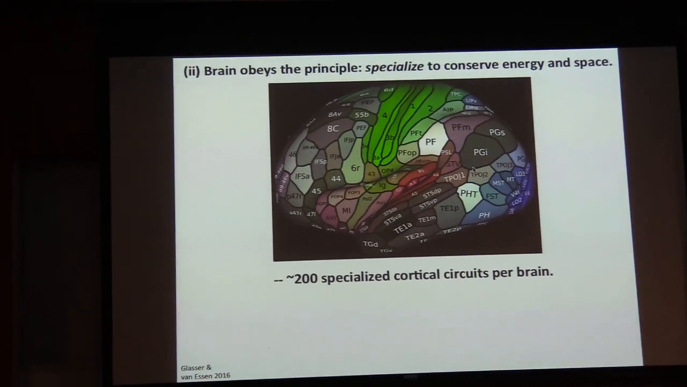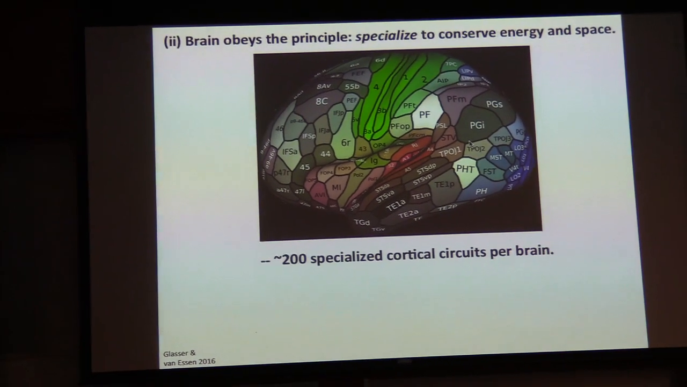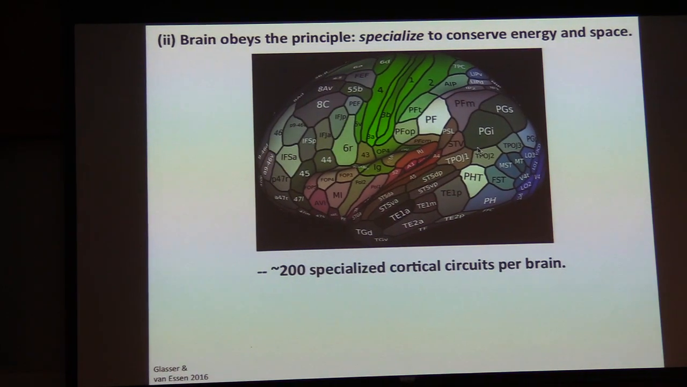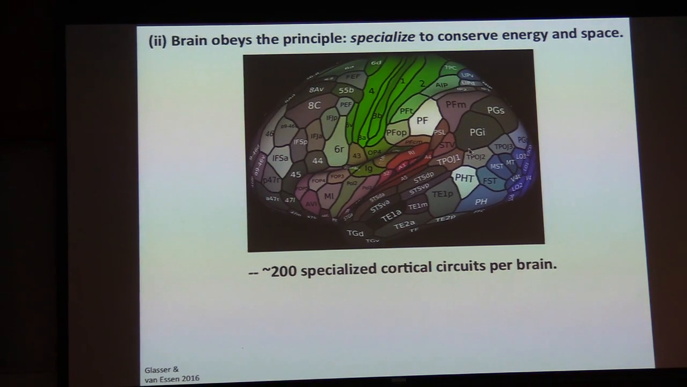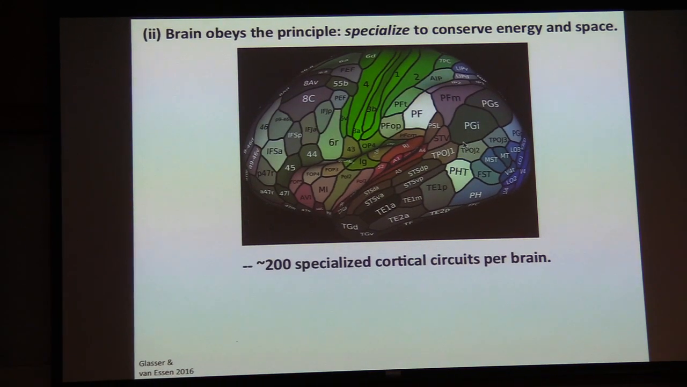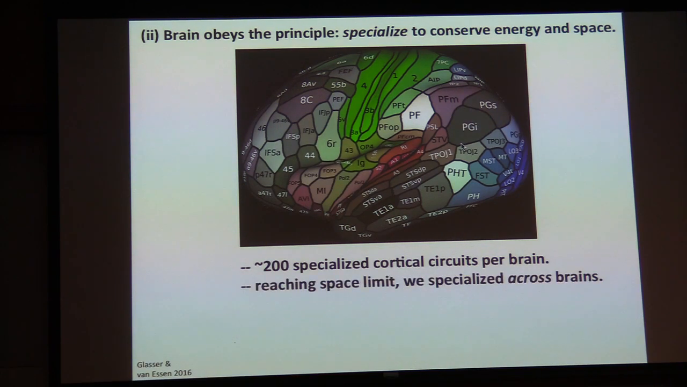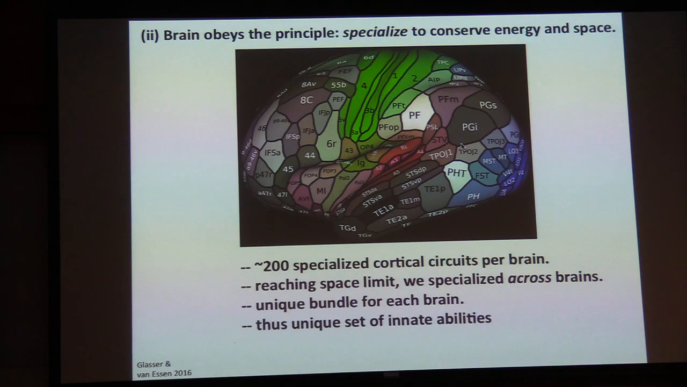Of course, once you've filled your cortex with 200 areas, that's it for your individual intelligence, because the skull is full. You can't expand the brain anymore. But what our species did was to give each of us 200 areas, but different ones. They're not the same. So we each have specialized our brains differently from our neighbors, different from our partners. So we each have a unique bundle, and this gives us each a unique set of abilities.